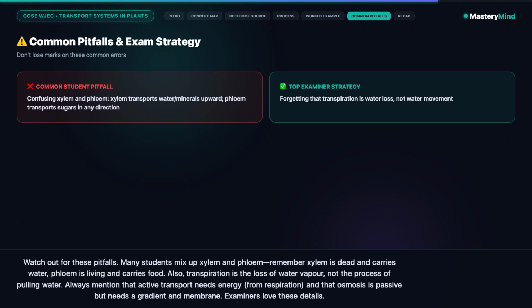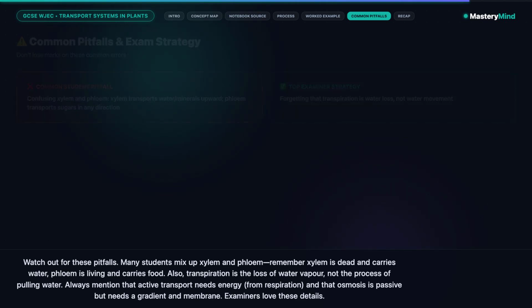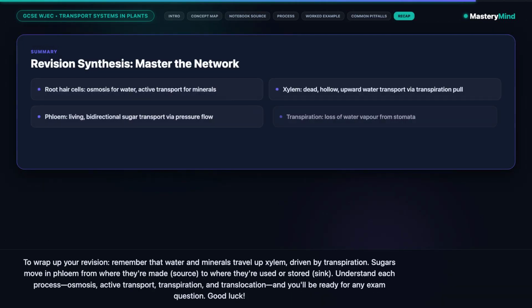Always mention that active transport needs energy from respiration, and that osmosis is passive but needs a gradient and membrane. Examiners love these details. To wrap up your revision, remember that water and minerals travel up xylem, driven by transpiration.